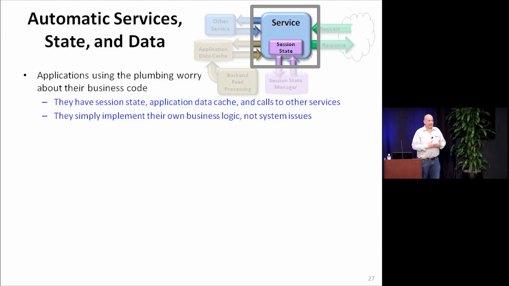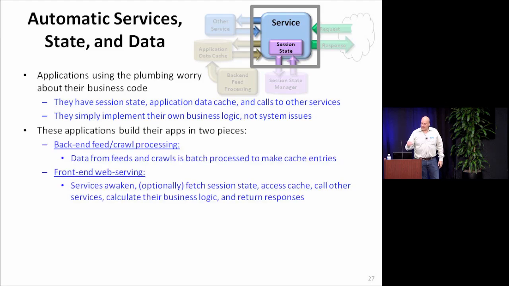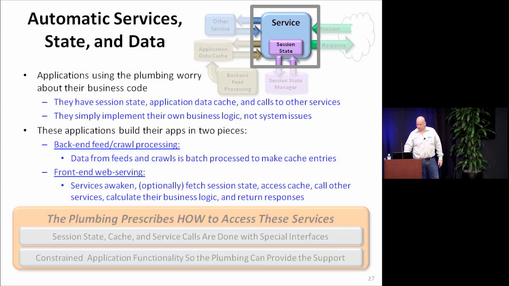So if I have automatic services, state, and data, then the apps using the plumbing code worry about their business. They go and get session state, get to the cache, do their work, call the other pieces. They implement the business logic and don't worry about all of these things having to do with scaling and load balancing and so forth. These applications build their apps in two pieces, the back-end feed processing and the front-end web processing. We've looked at the front end, we're going to look at the back end here in a second.